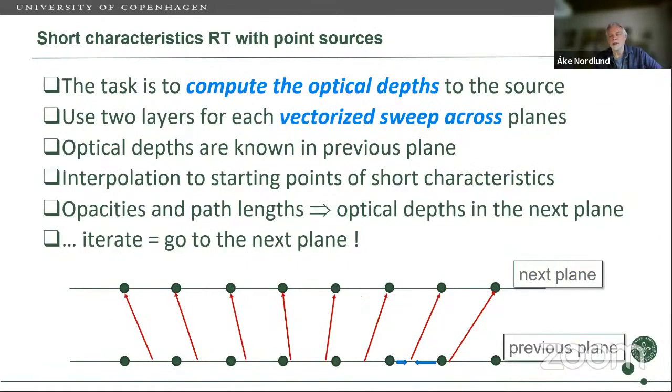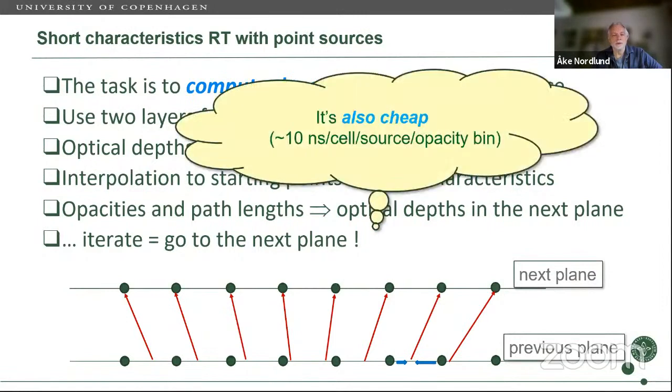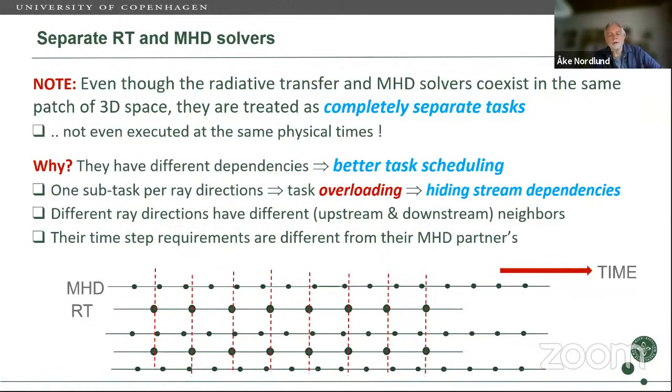And of course, since things are diffuse, you don't need that many angle points. In the case of protoplanetary disks, you need to have point sources, and that can be handled in basically the same way with basically the same cost. An important other technical detail here is that you don't have to solve the radiative transfer and the MHD using the same time step.